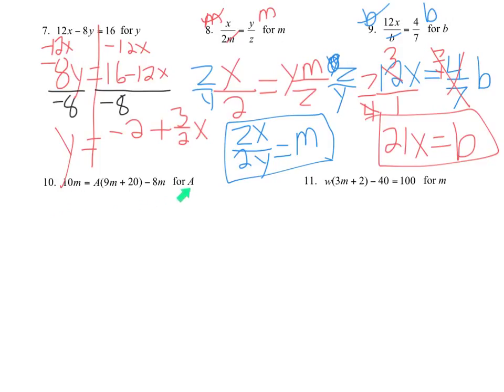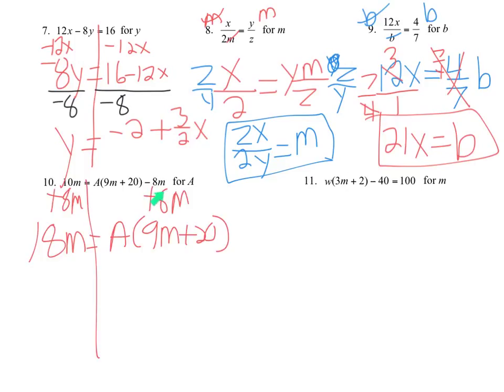All right, I'd really like to talk about number 10. We're solving for a. If you were to distribute the a into this, you're just going to have to take it back out later. So a smart move would be to move this minus 8m. Then I'll show you the next move. We're going to get rid of the minus 8m right now. So I added 8m to both sides, and 10m plus 8m is 18m.